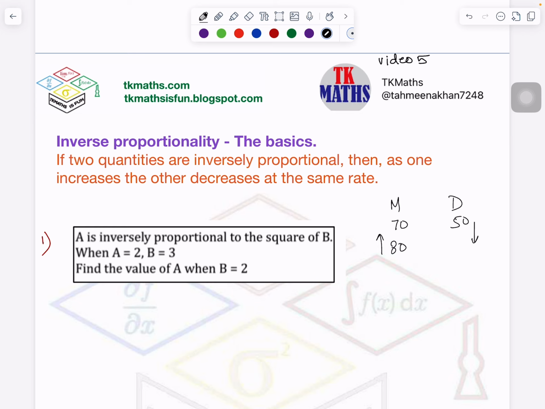So for these types of relations, you will use the inverse proportionality concept. In class 7 and 8, mostly it is told in the question, like in this one, A is inversely proportional. Otherwise, at a higher level, the situation is explained, and then students have to identify themselves which proportionality will be applied there. So let's see how to handle these types of questions.